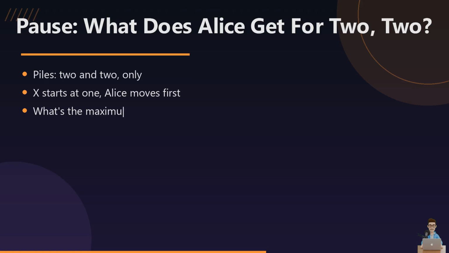Quick one for you. Piles are just 2 and 2. Alice moves first. Limit starts at 1. Pause the video and work out what DP at 0, 1 returns here. Drop your guess in the comments. Before you keep watching, I want to see who gets it.